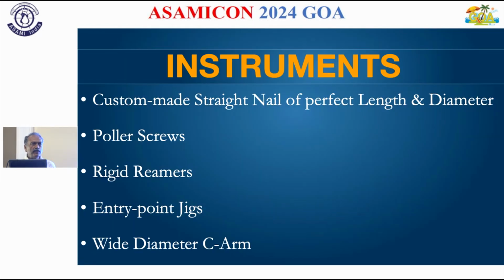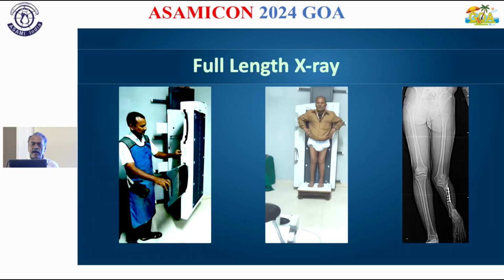The instruments that we need for DLFAN are custom-made straight nails of the perfect length and diameter, polar screws, rigid straight cannulated reamers, proper entry point jigs, and a wide-diameter C-arm. This full-length X-ray is a sine qua non. It's not called a scanogram, please. This is a teleoröntgenogram or a full-length film.